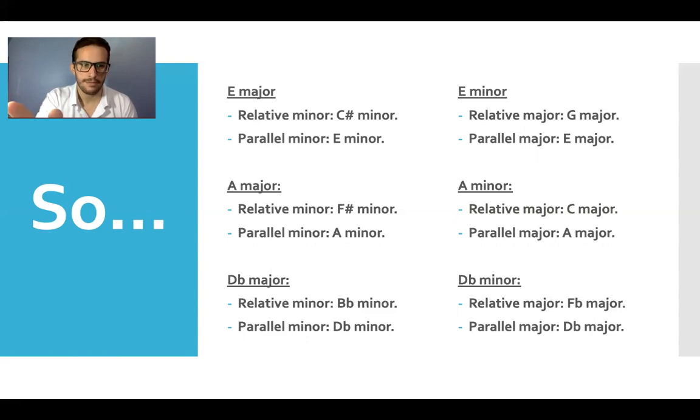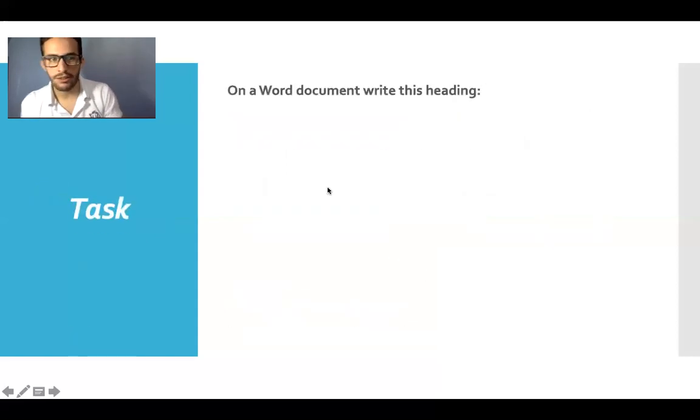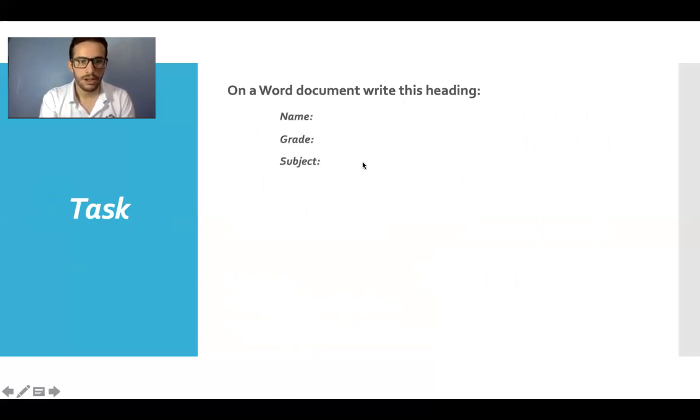Now, focus on this slide because this is going to be what you're going to do for your task. It's going to be this exact same format. What is your task? Your task is going to be the following. On a Word document, don't do handwriting. On a Word document, you're going to first write the heading: your name, your grade, your subject, and task, minor scale.